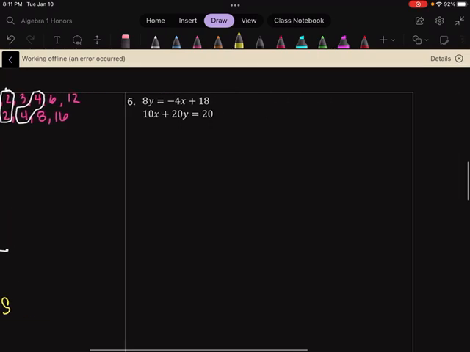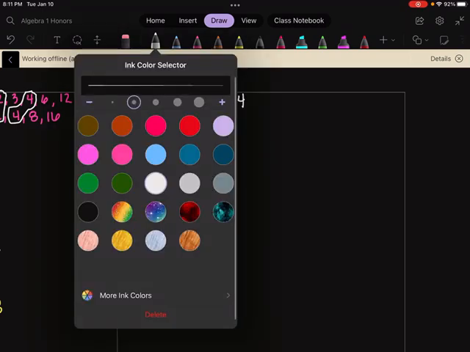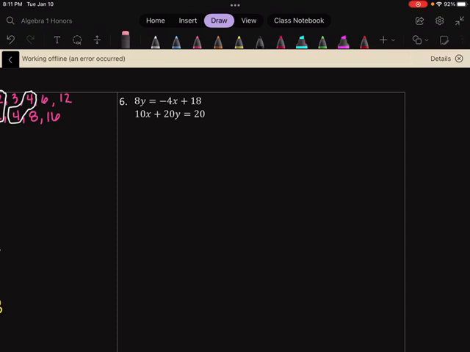All right, let's try this guy here. Are we in standard form? No. You all probably said that out loud to yourselves. So how would I get it in standard form? I need to move some things around. I'm going to move this 4x to the left, so I'm going to add the 4x. So it'll be 4x plus 8y is equal to positive 18. And then I'm going to rewrite this 10x plus 20y is equal to 20.